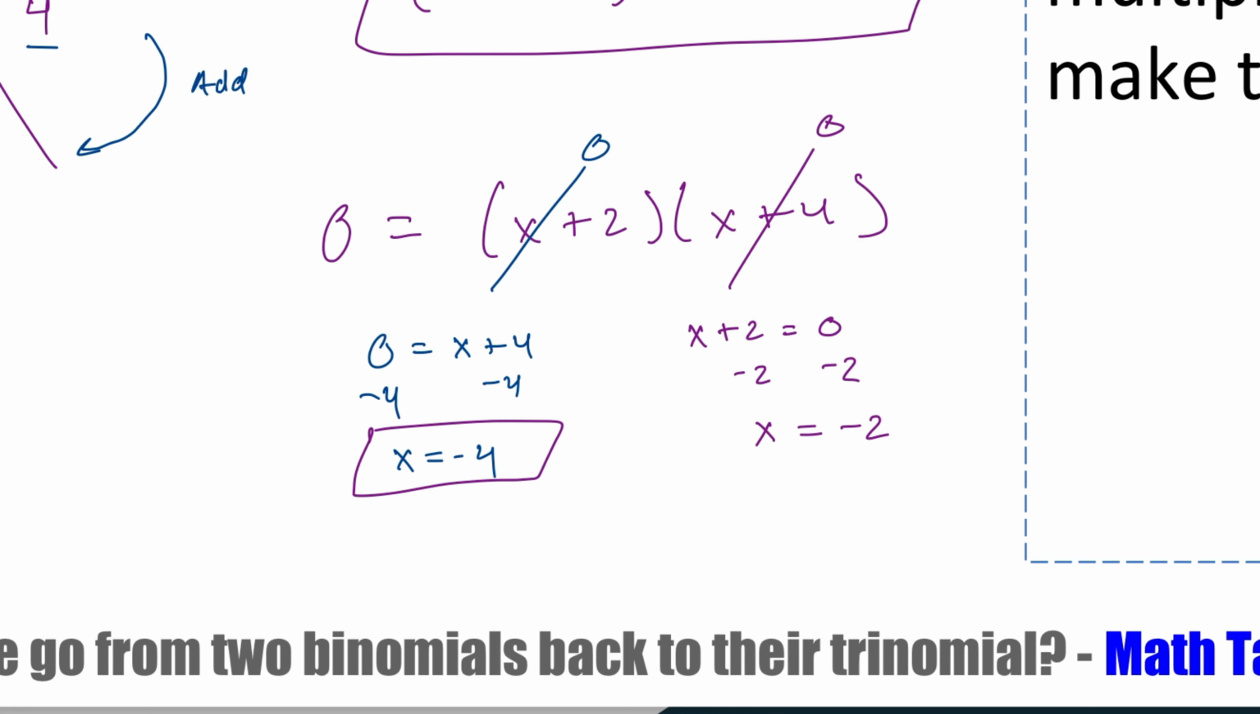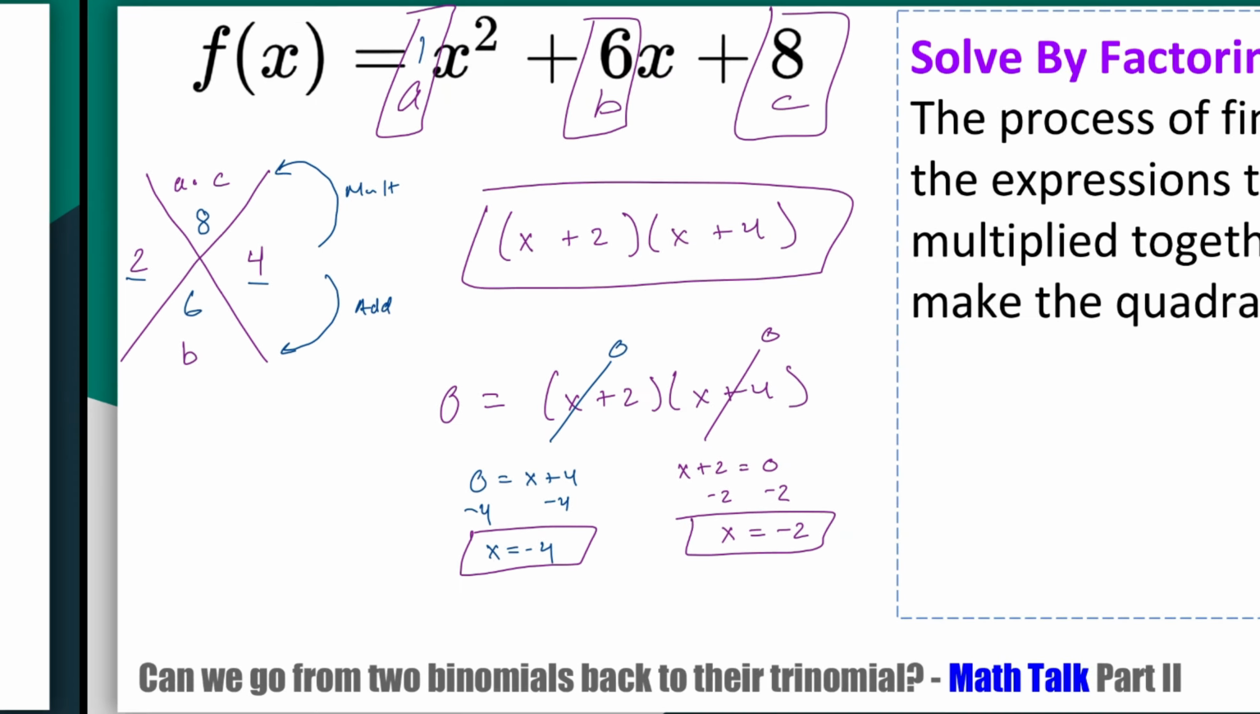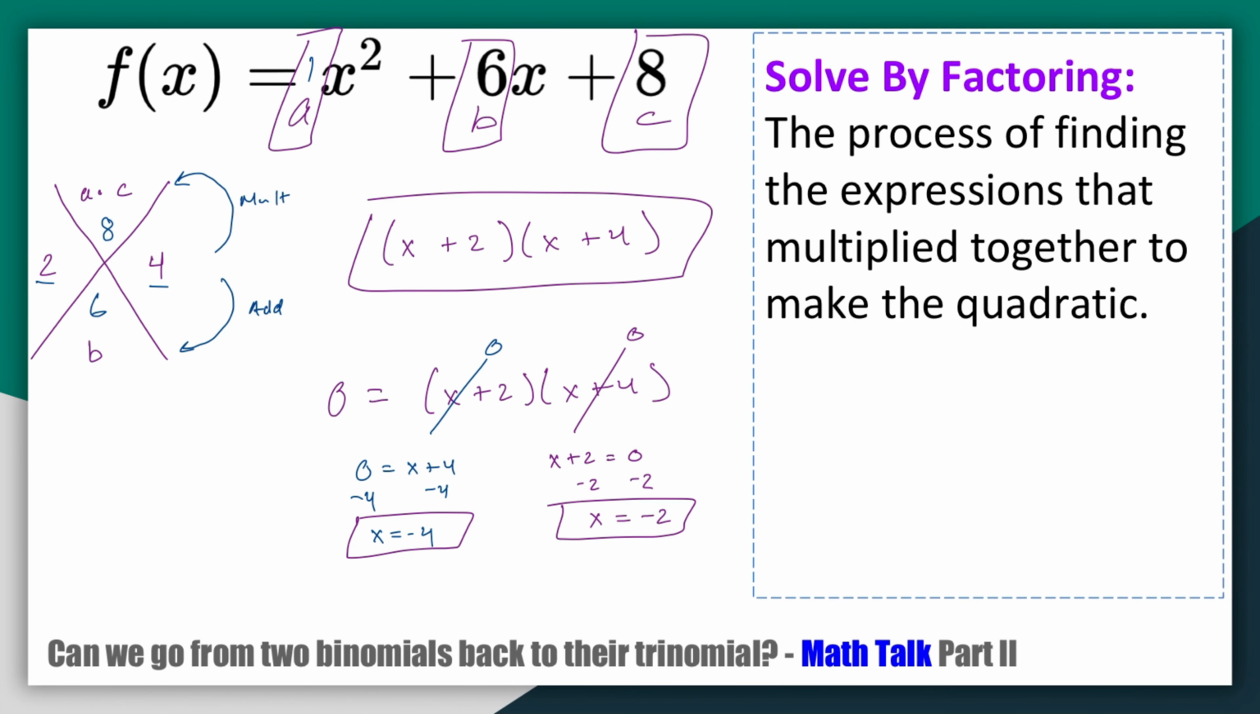So you have 2 answers. You have x equals negative 2, and you have x equals negative 4. So this would be going backwards and then finding out what x is equal to. And we do this with the diamond method. Now we're going to do a lot more examples if you're confused at this point.